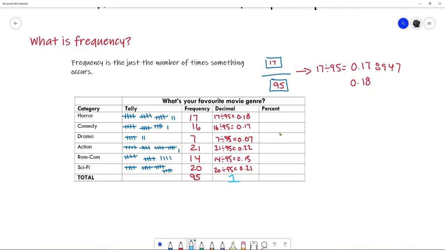So last but not least, in my frequency table, I have a column that says percent. And just like we learned how to go from fraction to decimal, we also learned how to go from decimal to percent. The way that we do that is we take our decimal and we multiply it by 100, because percent means out of 100. Another way of saying that for this is, instead of having 95 people, what if I had 100 people? How many would prefer, in this case, horror? So I'm going to take my part, which is 0.18, and multiply it by my whole, which is 100, to get 18%. I'm going to fill out the rest of the table in the same way.